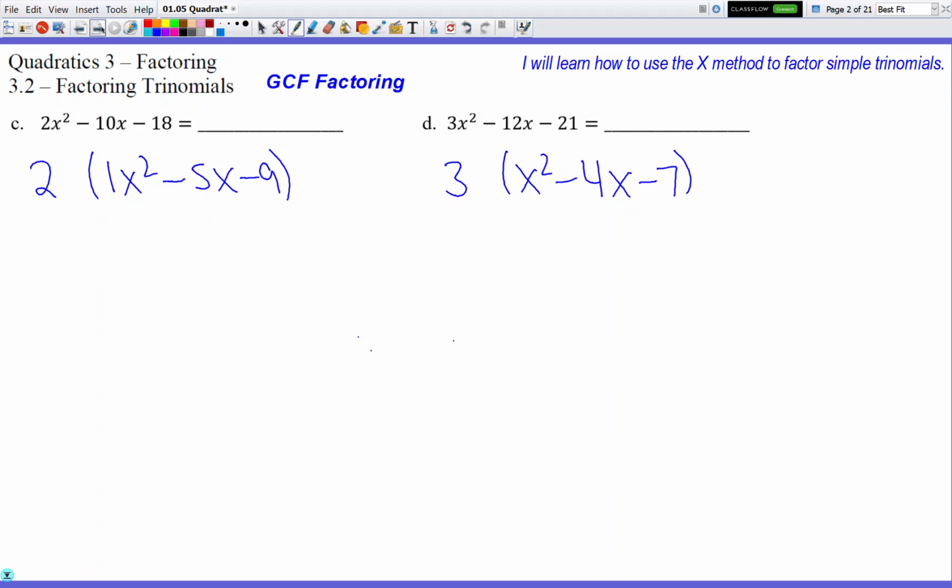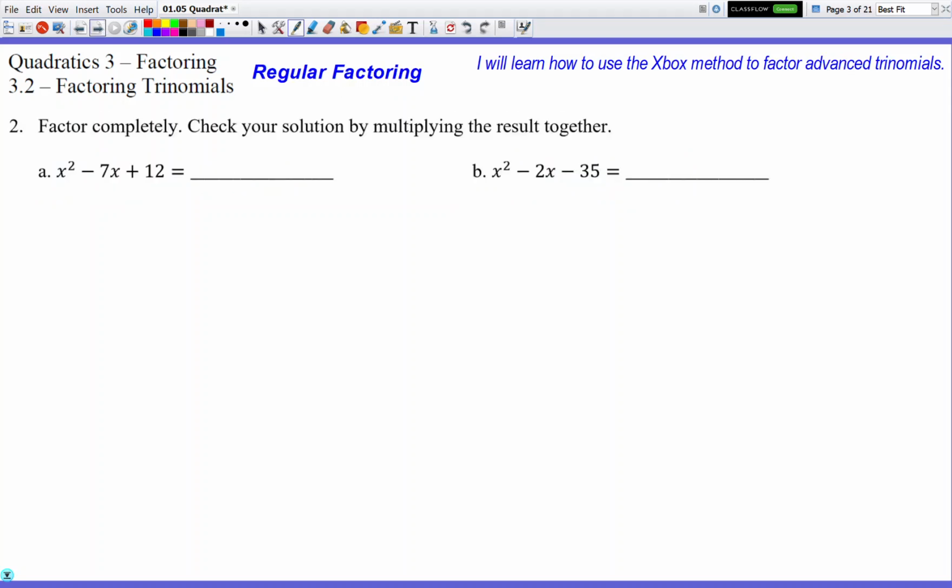So I think the next problem is going to be a different technique. I'm just going to call it regular factoring. They're not going to call it regular factoring in the book or the handout, but I just like to call it regular factoring because it's the most common one that we use in most math classes. Okay, so the trick to this factoring technique is you got to do kind of like a math puzzle.